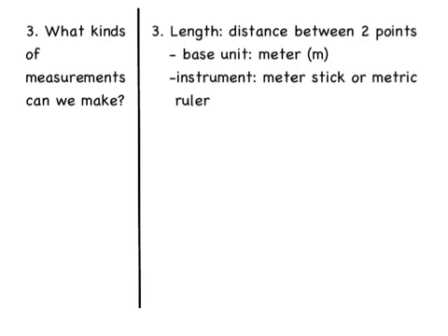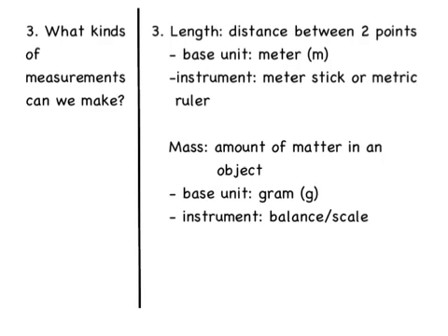The second measurement that we're going to talk about is what's called mass. Mass is the amount of matter in an object. Whenever we're putting something on a scale or a balance, if you step on the scale in the morning, you are measuring your mass. How much of you there is. And so the base unit for mass is grams, and that's abbreviated by the little g.